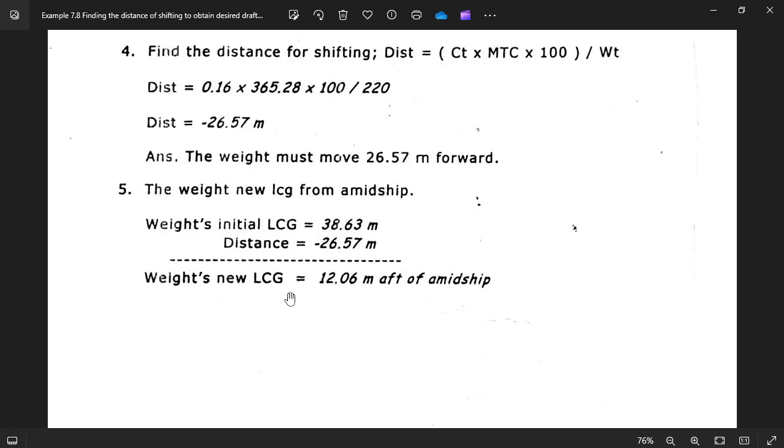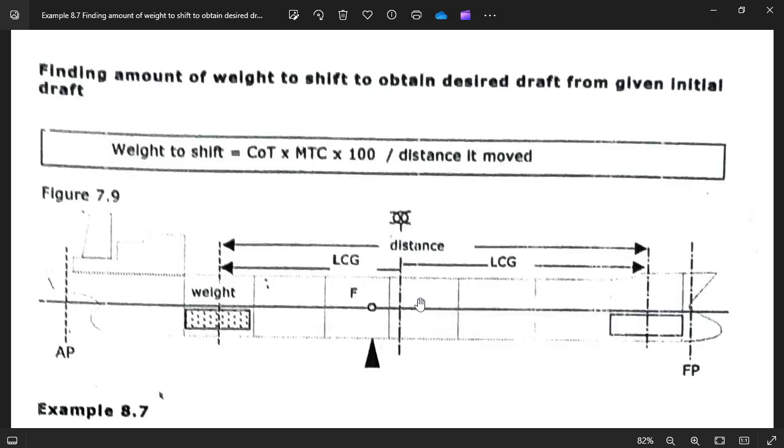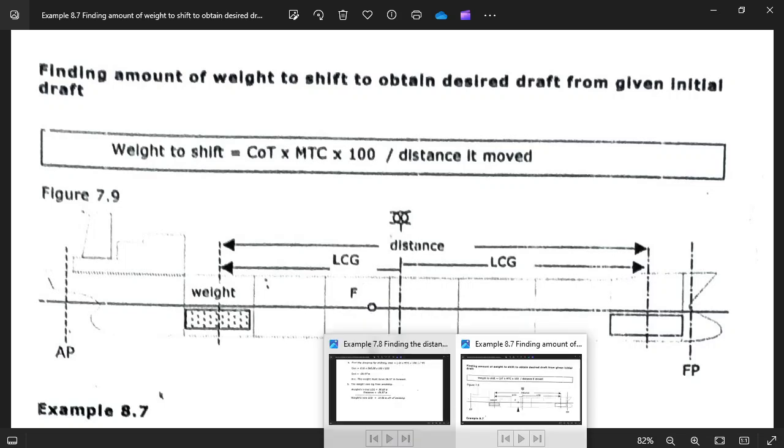The new LCG of the new weight will be 12.06 aft of midship. When we say aft of midship, meaning this is midship, it will be aft, backward about 12.06. Okay, so that is the answer to this query, these questions.